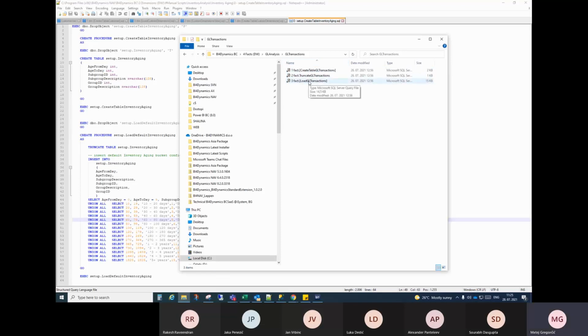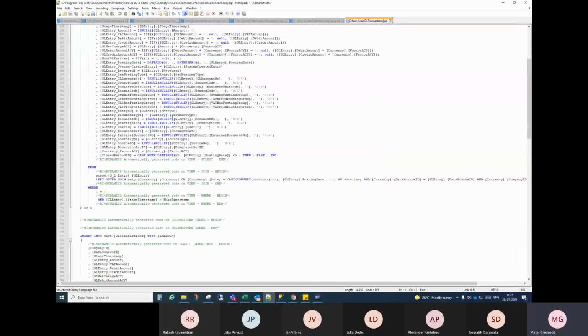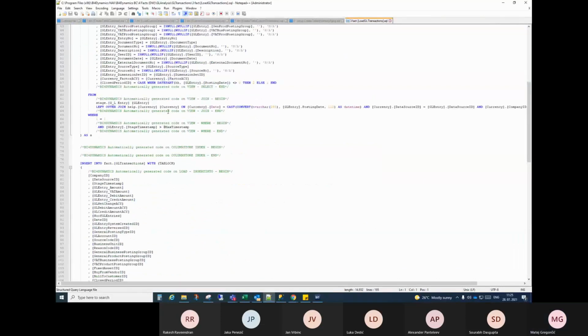Okay, so we'll have a look at the load procedure. Now we'll take a simple example here, the GL transaction. Of course, we'll take everything from stage GL entry, because this is the lead table for the GL, so finance transactions. So it will only be one table. The one additional table that is attached to the model here is help currency, which is not important at this point.